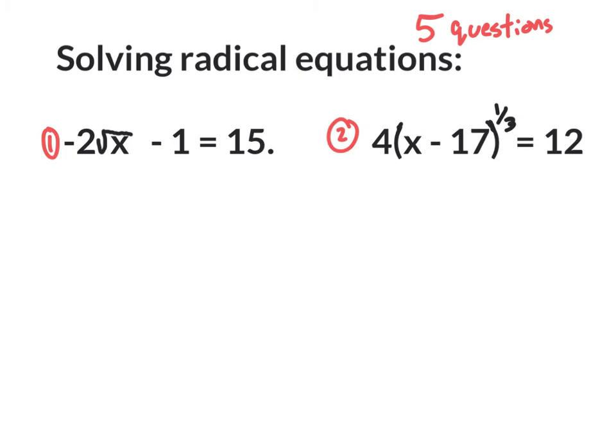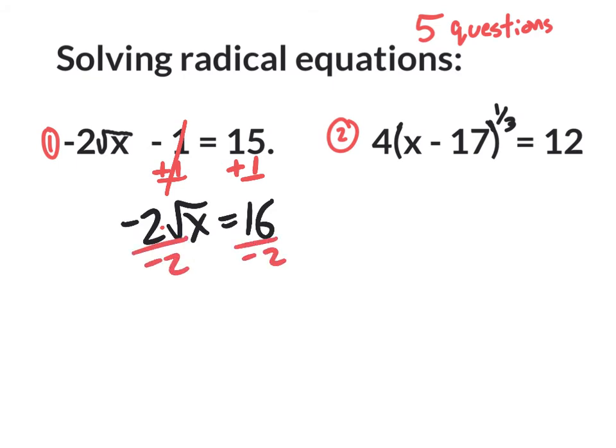So on number 1 right here on the first example, I'm going to add 1. It's going to cancel, add 1. I'll get -2 square root of x equals 16. Then I divide by -2, divide by -2. I will get square root of x equaling -8. Now at this point, I could stop right there because I know that a square root will not produce a negative answer. Now a cube root, you could do the cube root of -27, that'll give you -3, but you cannot do the square root of 64 to give you -8. You can't even do the square root of -64 to give you -8. It doesn't work. So right there I could stop and say no solution.